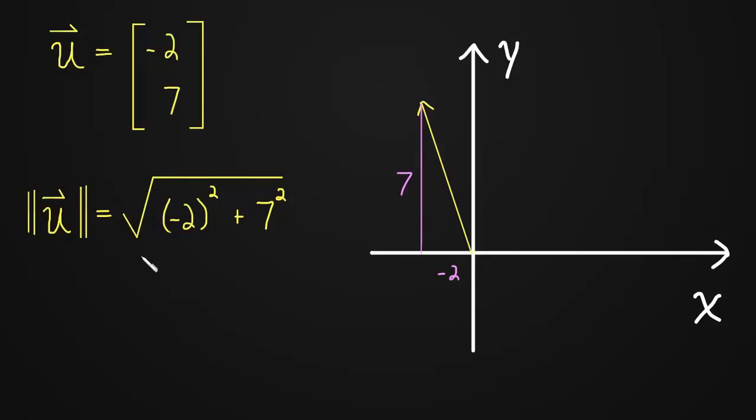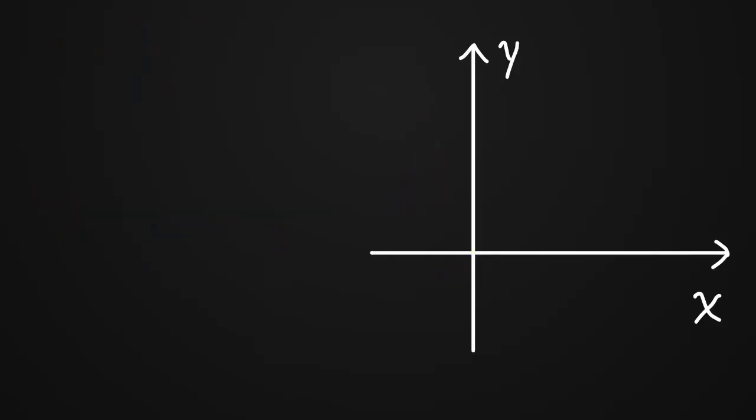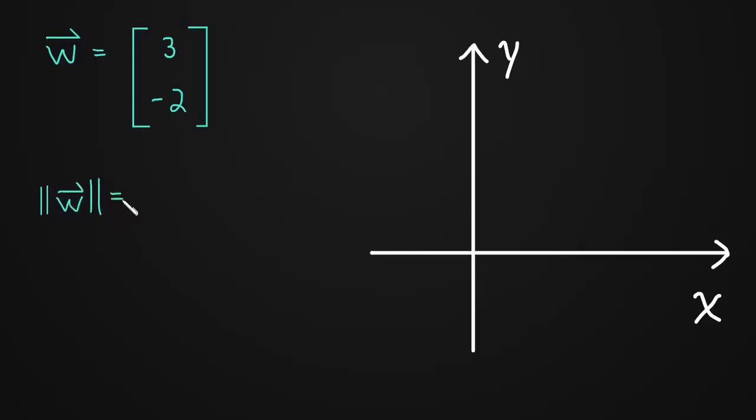Okay, let's do another example here. How about W is equal to 3, negative 2. Just making stuff up. Well, then the length of W is just going to be the square root of 3 squared plus negative 2 squared. So we have 9 plus 4, so this is 13. This is the square root of 13.